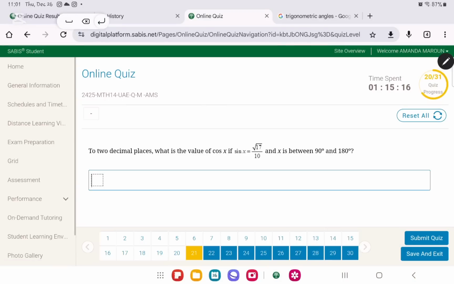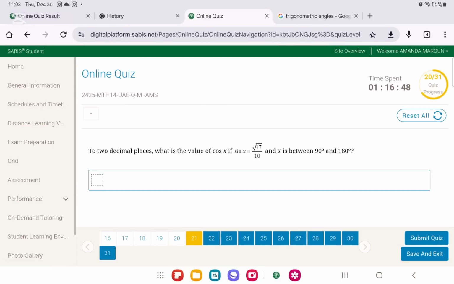Finally, moving on to question number 21. To 2 decimal places, what is the value of cosine x if sine x is equal to radical 17 over 10 and x is between 90 and 180? Now this requires something we learned from before. If you remember the table, all students try cheating, okay?